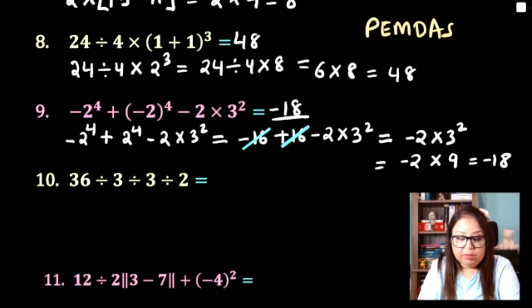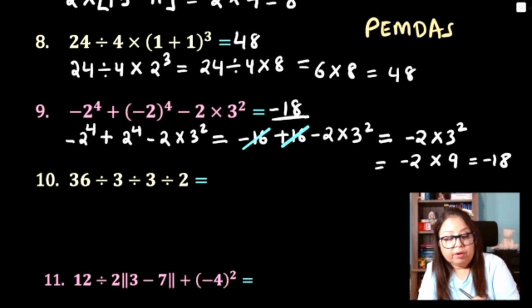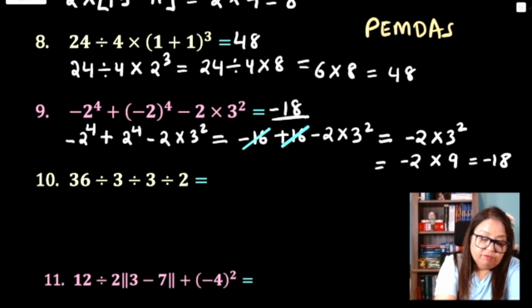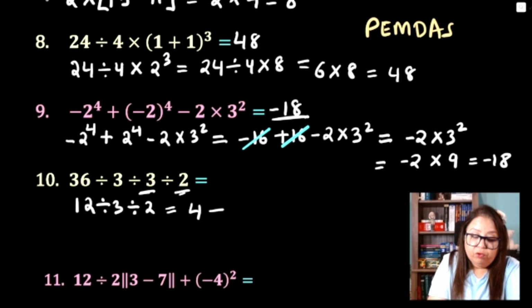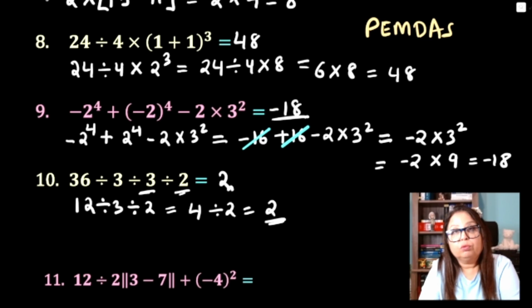Moving on to problem number 10. In problem number 10, we have only division, but it is performed 3 times. How do we evaluate it? Go from left to right. So 36 divided by 3, that gives us 12. Then we'll have 12 divided by 3 divided by 2. 12 divided by 3 gives us 4. 4 divided by 2 gives us 2. So the answer is 2.